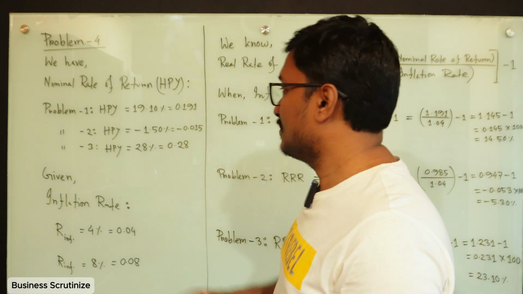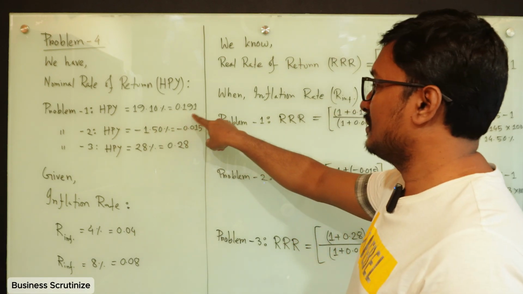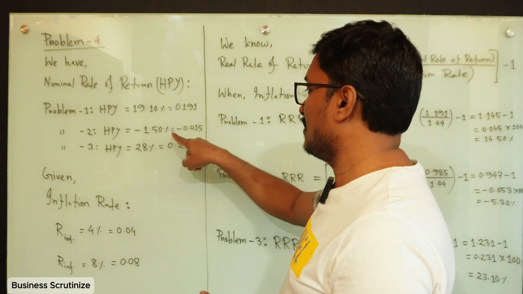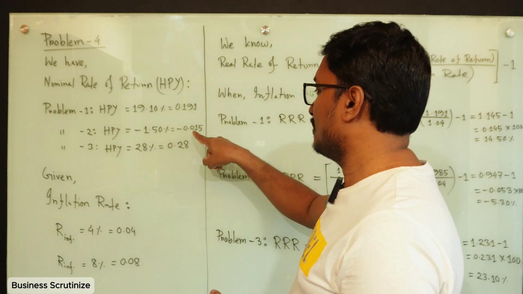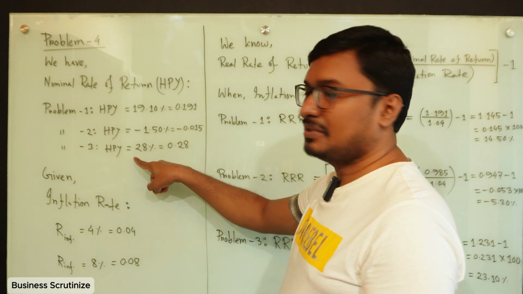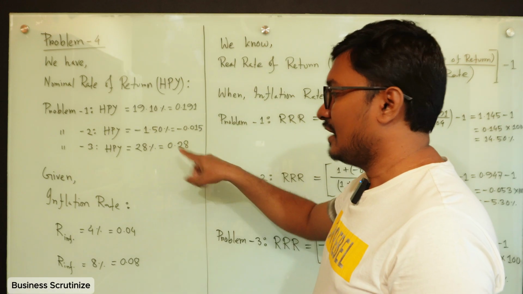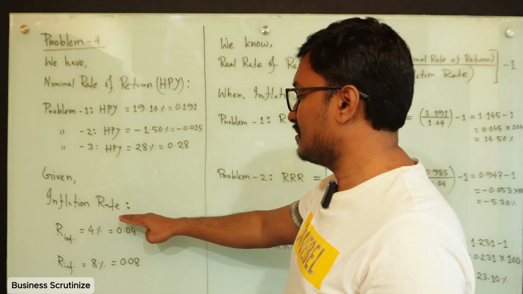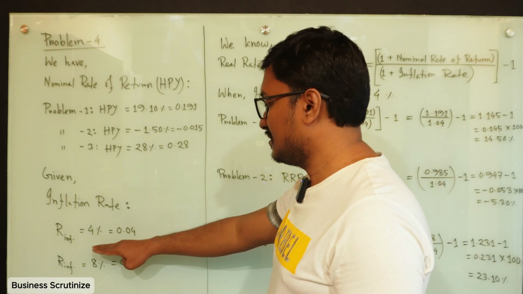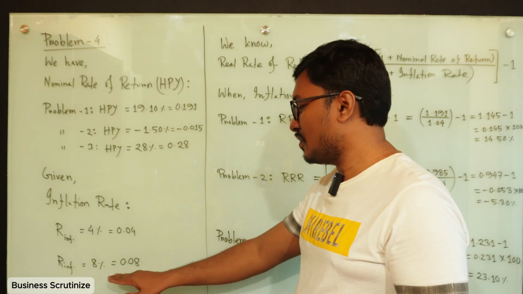As you can see, in problem number 1 the HPY is 19.1%, which is 0.191. In problem number 2 the HPY is minus 1.5%, or numerically minus 0.015. And in problem number 3 the HPY is 28%, or numerically 0.28. We are also given two different inflation rates in this problem: the first is 4%, written as 0.04, and the other is 8%, or 0.08.